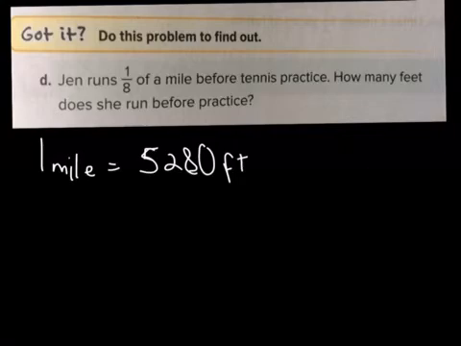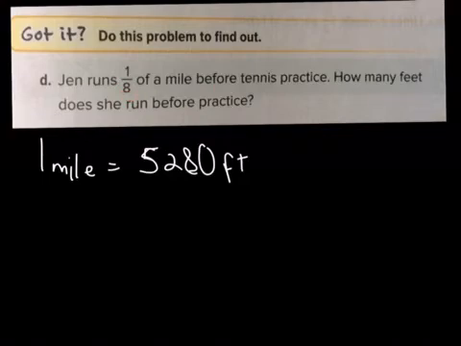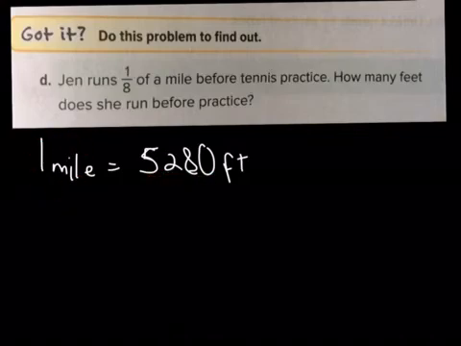Okay, let's try the word problem on page 291, example 2. Jen runs 1/8 of a mile before tennis practice. 1/8 of a mile, so not that much. It's a short run. How many feet does she run before practice? Okay, so we're looking for 1/8 of a mile in feet. So really, 1 mile is 5,280 feet, but we're looking for 1/8 of this.